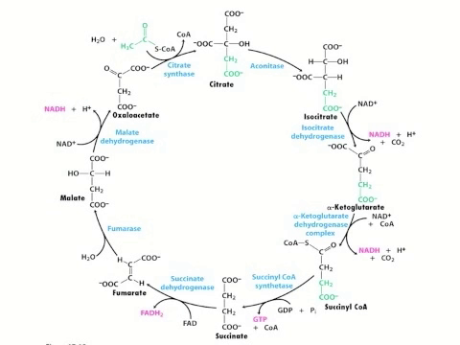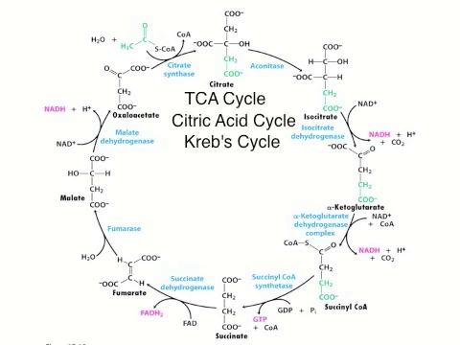This is the TCA cycle. TCA stands for tricarboxylic acid. This is another name for citrate, which appears at the top of the cycle. If this were a clock, citrate would be at 12 o'clock. This cycle is also called the citric acid cycle and the Krebs cycle.